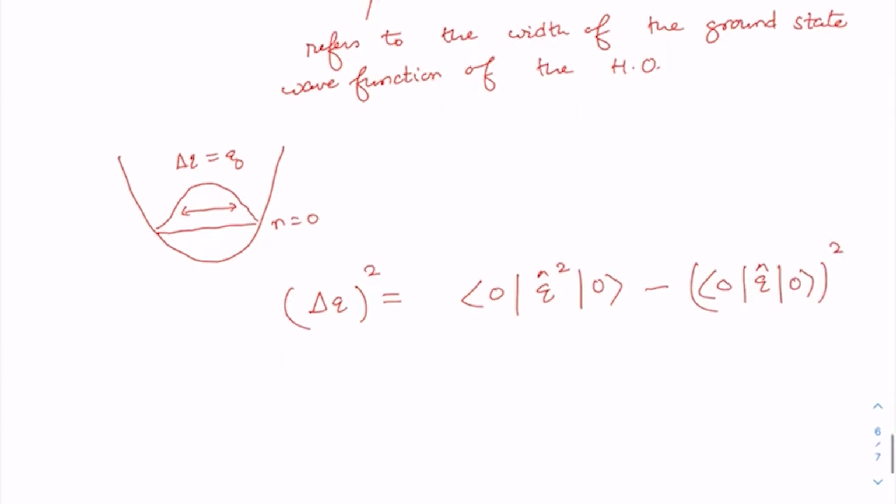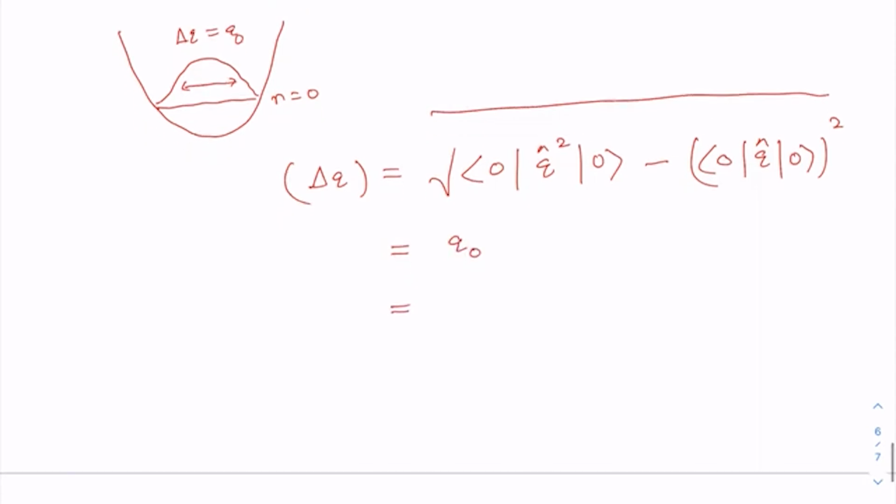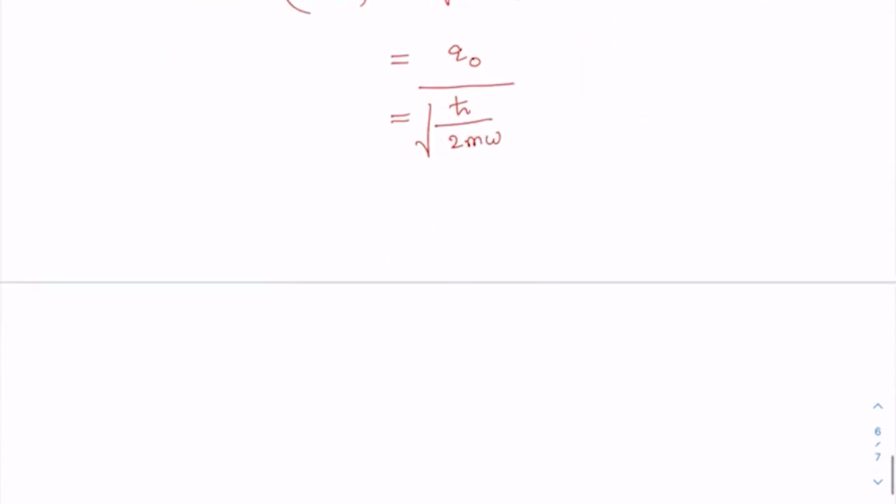And if you want to find out the width, you just have to take the square root, and you are going to get simply q0. In fact, it would turn out that q0 is nothing but, if you do the calculation, the square root of h cross by twice m omega. So therefore, this position operator is now defined in terms of the annihilation and creation operators like this.